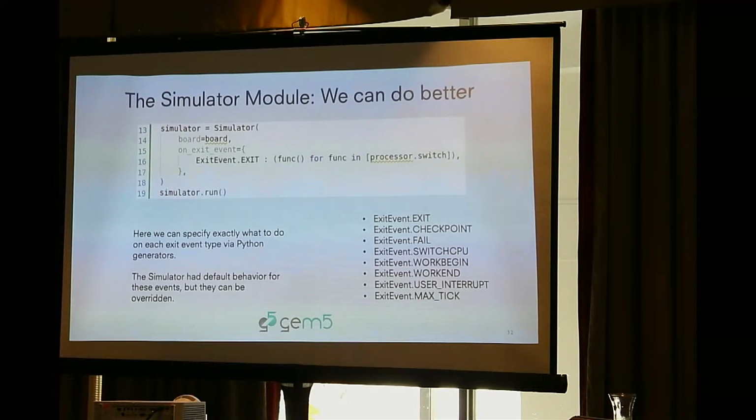I believe work begin and work end are normally used to declare your regions of interest inside your program. So I believe when the work begins, your stats are wiped, so you can get your stats from a clean slate. And work end dumps the stats to M5 out.